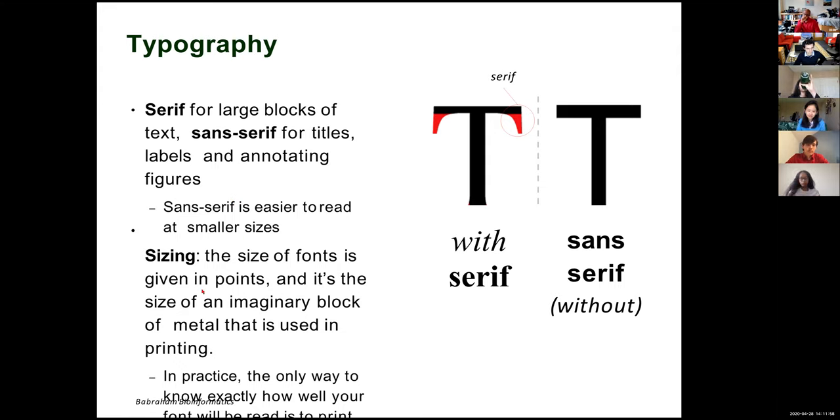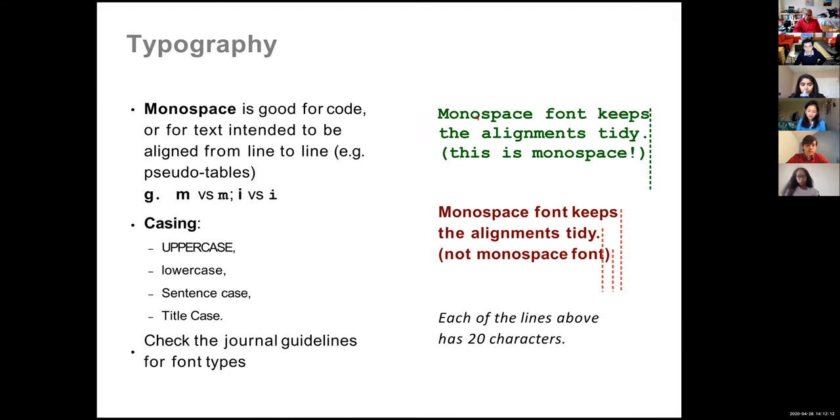And the size of the font is given in points, and it's the size of an imaginary block of metal that is used in printing. Remembering again the guy in Pompeii. In practice, it's the only way to know exactly how well your font will read in print. So monospace is good if the text is intended to be aligned from line to line, but it makes it more tidy.